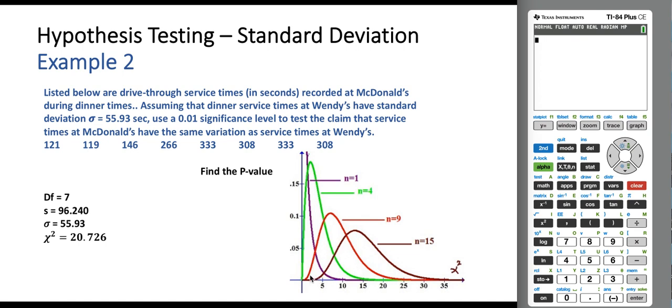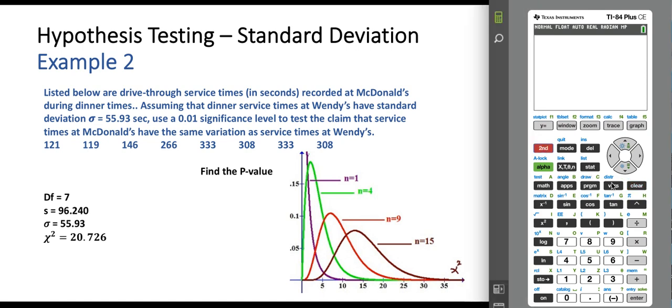All right, so let's talk about that 20.726 for a minute. Remember that the chi-square distribution is different for the different degrees of freedom. This diagram does not show the shape of a degrees of freedom of 7, but it's pretty close with this degrees of freedom of 9. So think about where chi-squared of 20.726 would be. It's going to be way down here, and the area to the right of that is going to be really small. So when we type that in our calculator, we're going to find the area to the right instead of the area to the left.